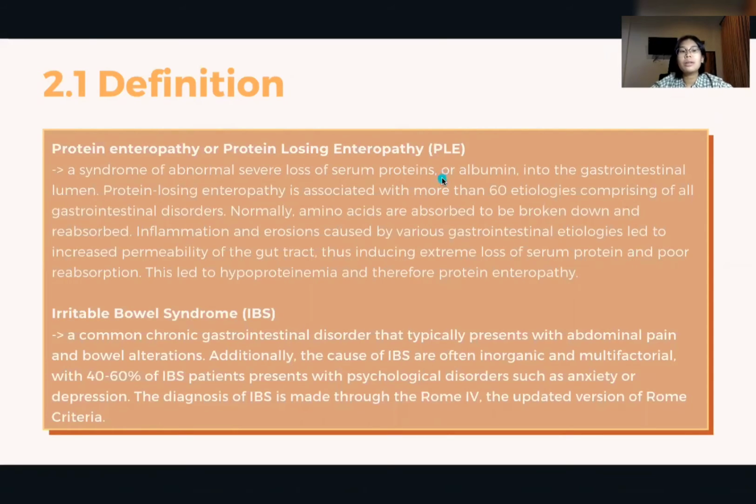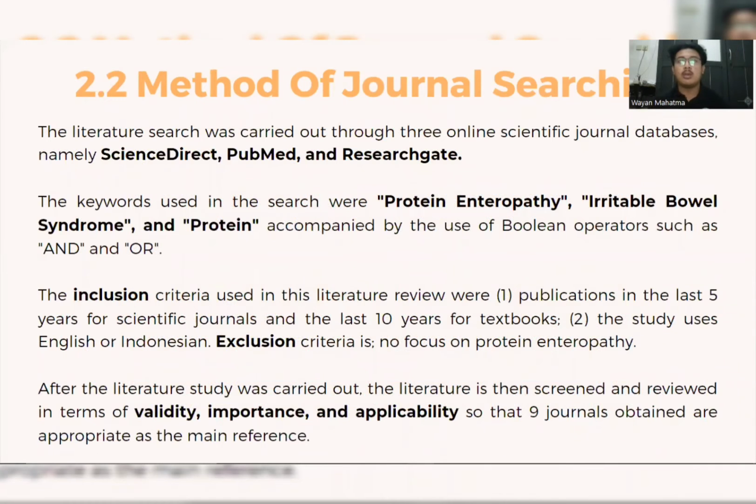Today I'll be explaining about the definition of IBS or irritable bowel syndrome. So irritable bowel syndrome is a common chronic gastrointestinal disorder that typically presents with abdominal pain and bowel alterations. Additionally, the causes of IBS are often inorganic and also multifactorial, with 40 to 60% of IBS patients presenting with psychological disorders such as anxiety or depression. The diagnosis of IBS itself is made through Rome 4, which is the updated version of the Rome criteria.